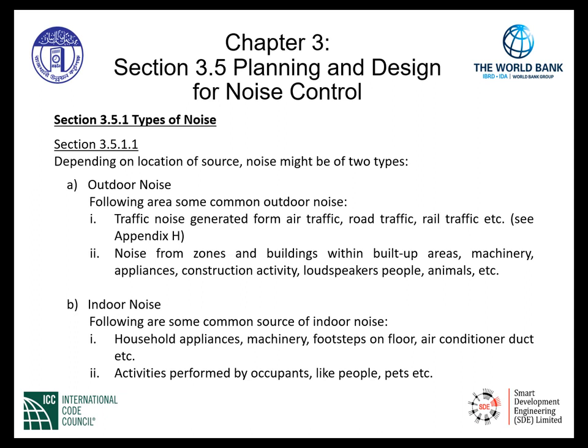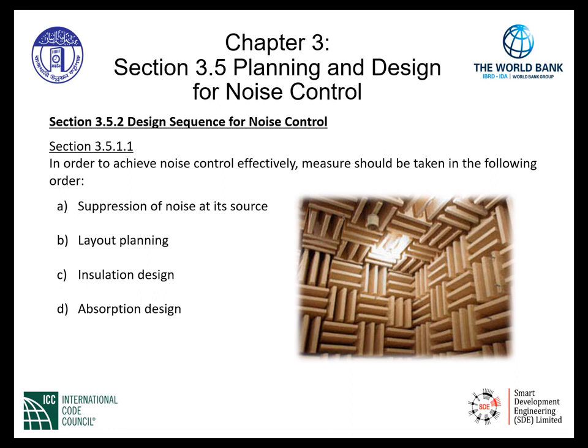Design sequence for noise control. Section 3.5.2. In order to achieve noise control effectively, measures should be taken in the following order. Item A, suppression of noise at its source. If the designer or the analysis shows that there is a projection of noise at a source, this may be the area to provide some sound attenuation.